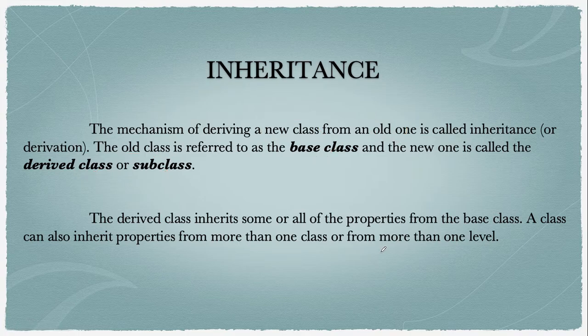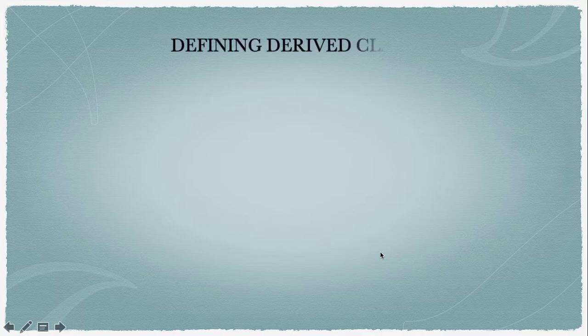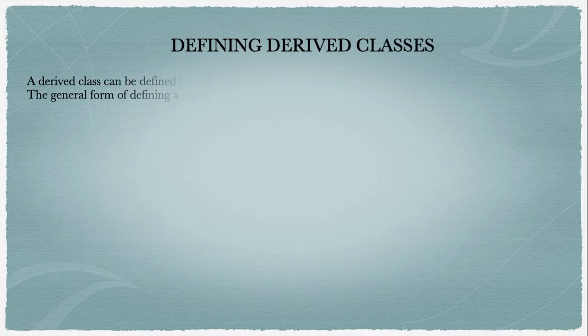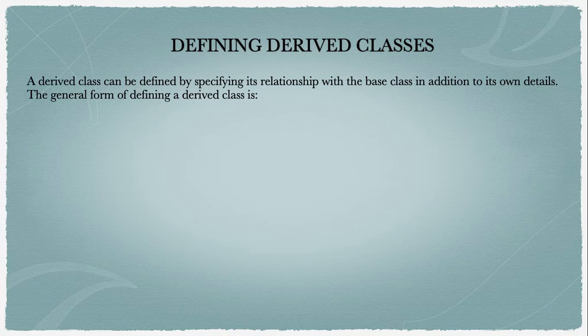Let's see how the derived class is defined. A derived class definition is the same as a class definition. In addition to this, we have to specify the relationship with the base class. Let's see the syntax.